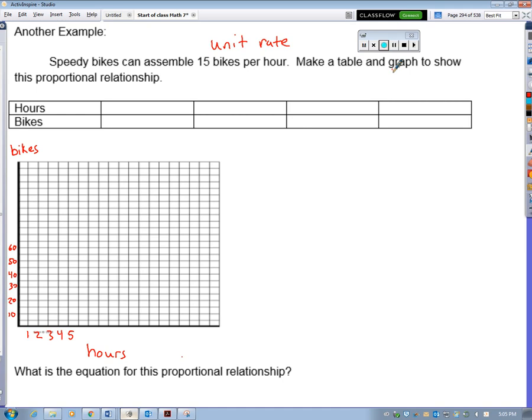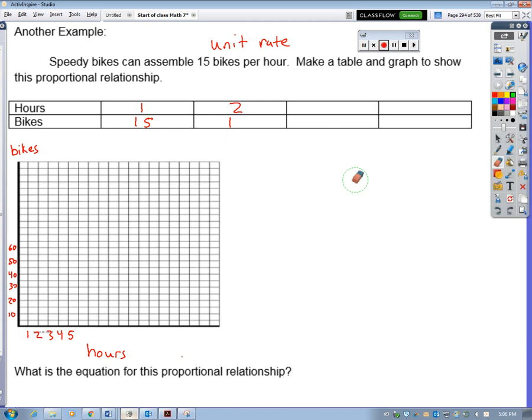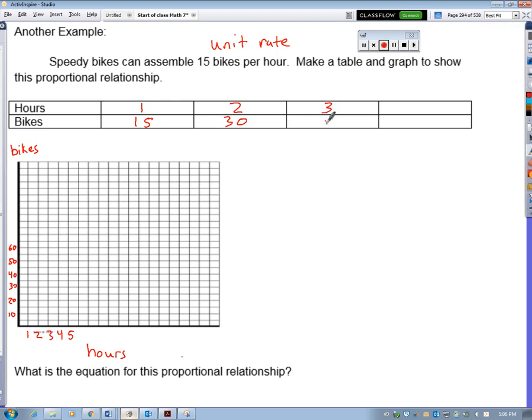Okay, so let's just start getting some numbers here. Let's say 1 hour. We can make 15 bikes in this situation. 2 hours, 2 times 15 is going to get me, yikes, I almost wrote down 15. 2 times 15 is going to get me 30. After 3 hours, 3 times 15, 45. And after 4 hours, that's going to give me 60 bikes. Okay, so we just created a table showing how many bikes could be assembled.